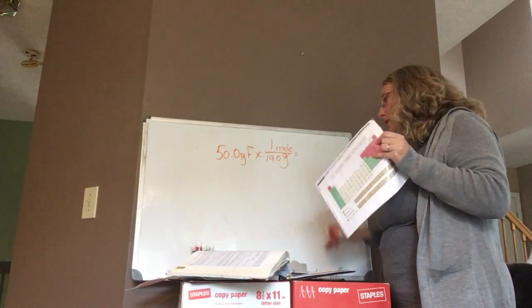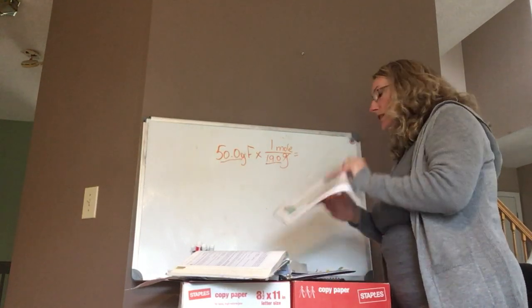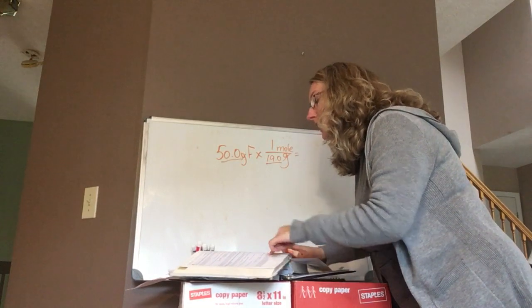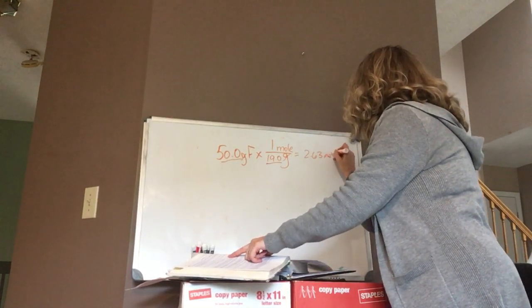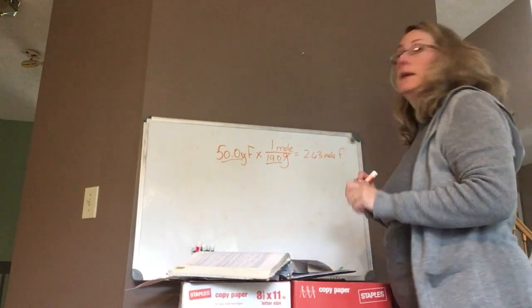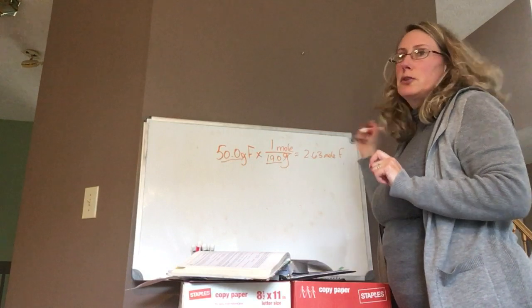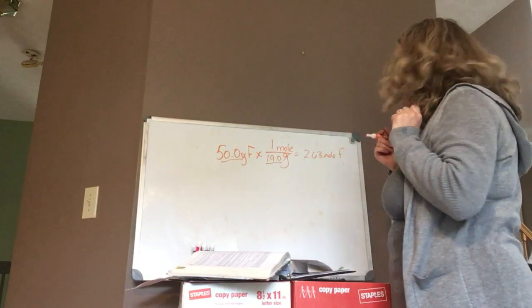So I'm going to take 50 and divide it by 19. I have three significant digits here, three significant digits here, so I should have 2.63 moles of fluorine. Okay? So that one you should be able to do on your calculator. Super easy because there are no exponents.